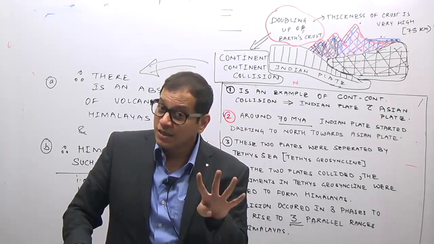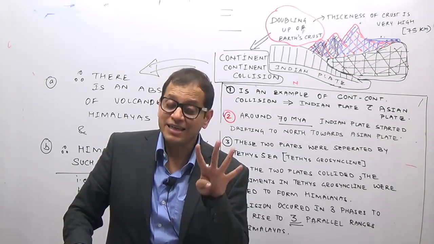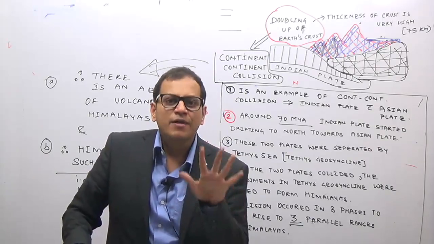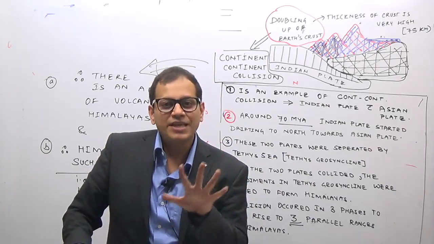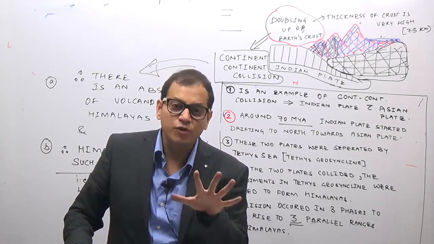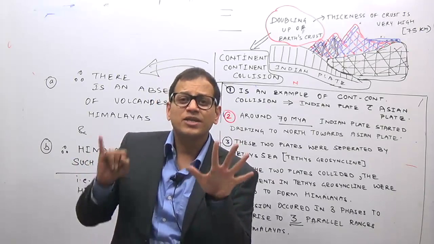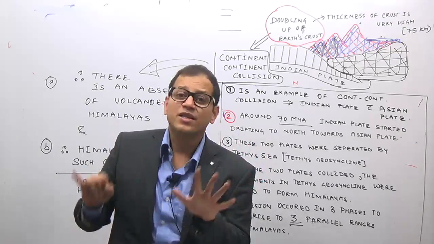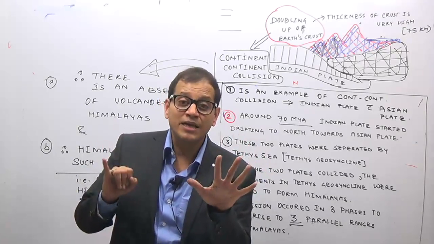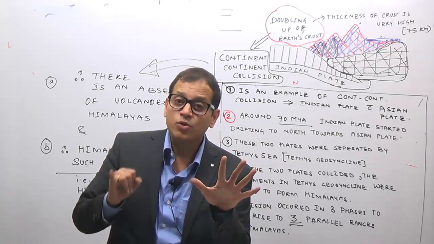Fourth point, as the Indian plate came towards the Eurasian plate, the sediments in the Tethys Sea got compressed, squeezed, and folded. Fifth point, when the Indian plate collided with the Asian plate, the sediments from the Tethys Sea were folded to form the Himalayan ranges. Sixth point, as the collision occurred in three different phases, we have three parallel ranges of the Himalayas. Thus we can conclude that the Himalayas came out of the Tethys geosyncline due to continent-continent collision.